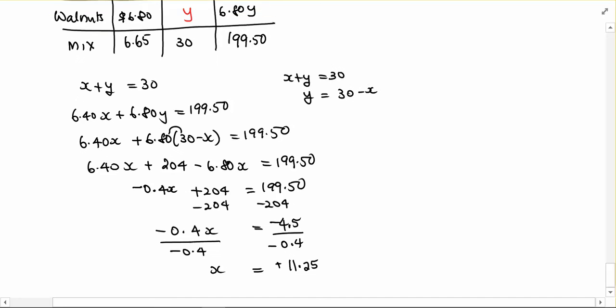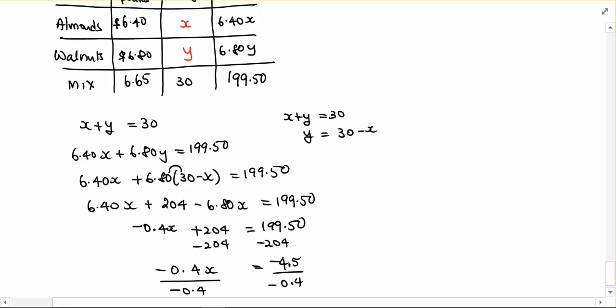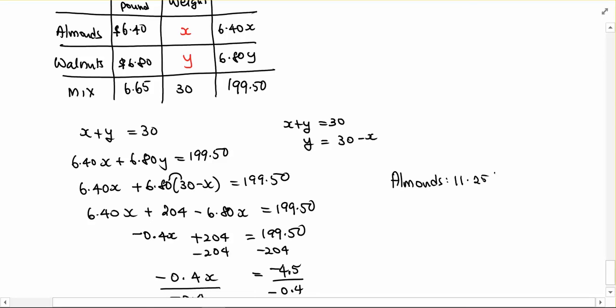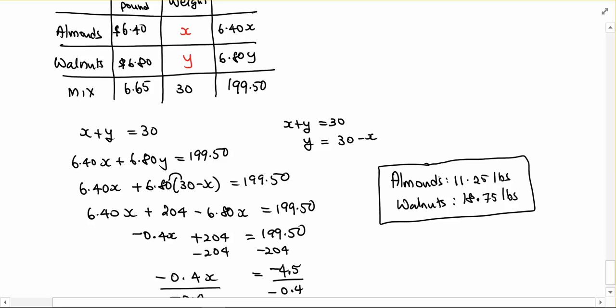So let's connect this back to the problem. So pounds of almonds, we need 11.25 pounds, and for the walnuts we would then need, since it's a 30-pound mixture, 18.75 pounds of walnuts. So, all right, that's it.